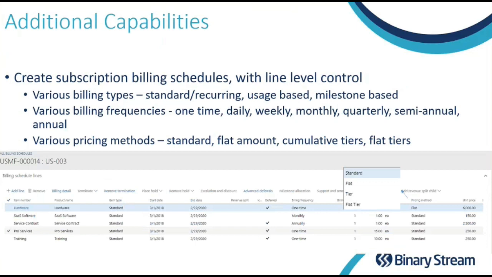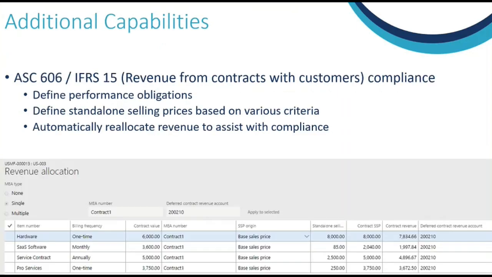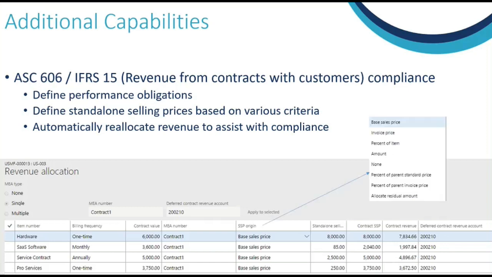We also have a module that helps with ASC 606 or IFRS 15 compliance. It allows us to define our performance obligations, define the standalone selling prices, and then automatically, as we can see in the second column from the right here, it reallocates the revenue to be in compliance with ASC 606 or IFRS 15. These are all parts of our subscription billing suite.